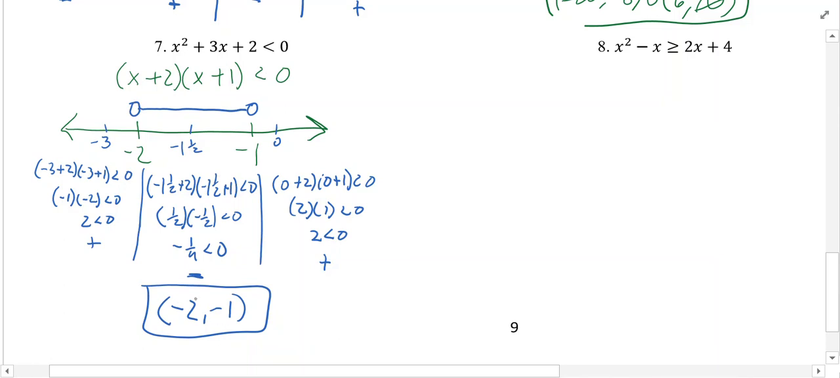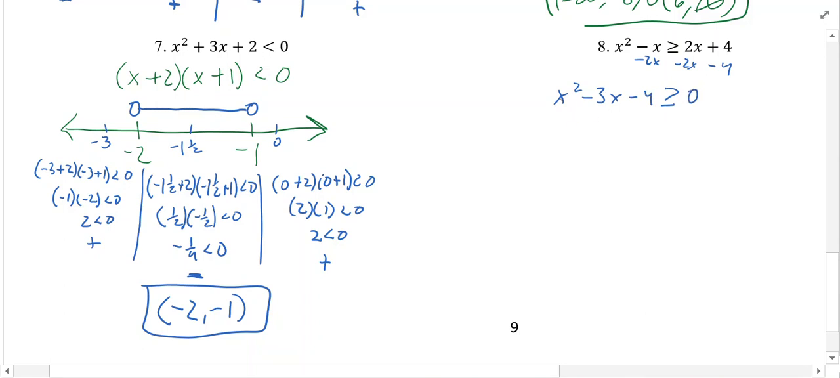All right, for the next one, again, remember the first thing you have to do is set equal to 0. So what you want to do first here is subtract 2x from both sides. So you're going to subtract 2x, and then you're also going to subtract 4. So once you do that, you're going to get x squared, negative x and negative 2x is going to give you negative 3x, and then minus 4 is greater than or equal to 0.